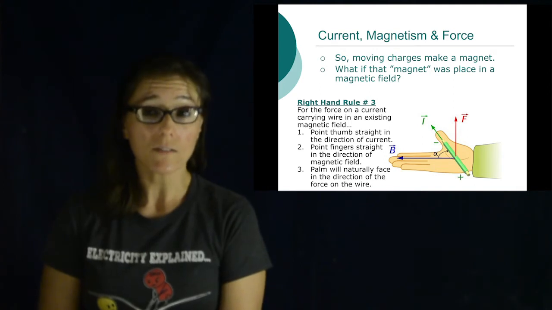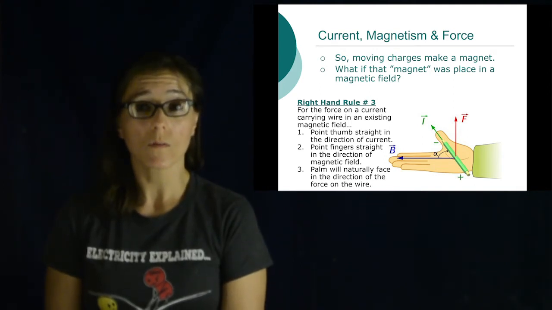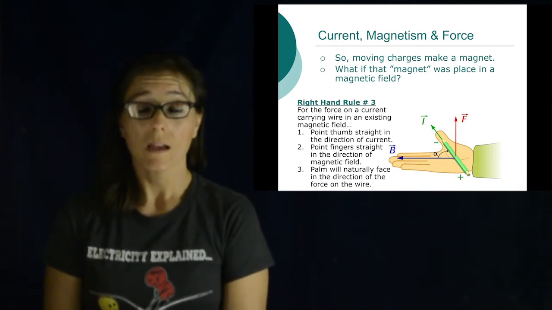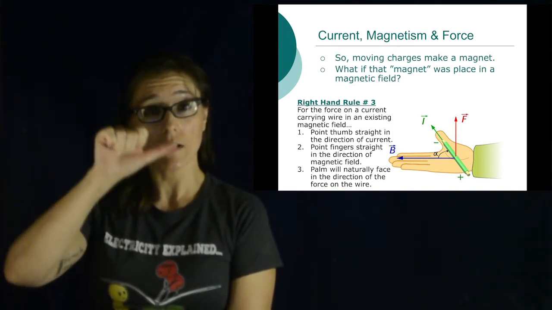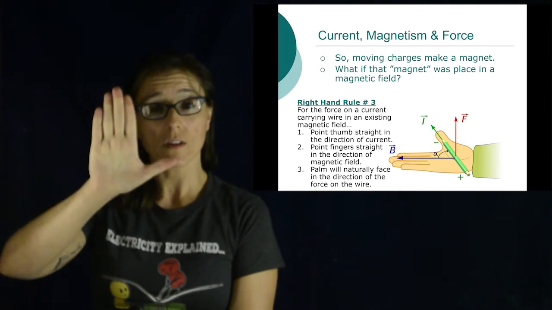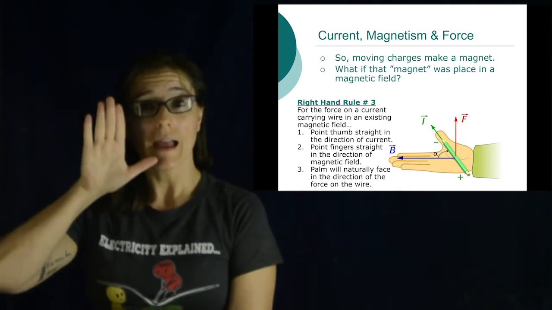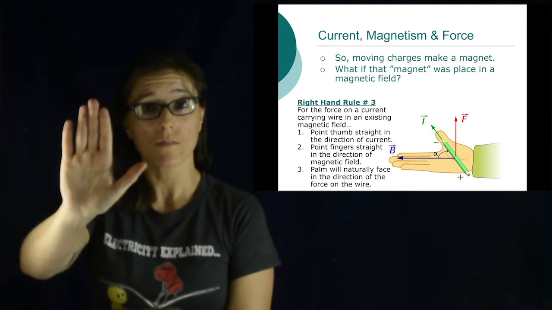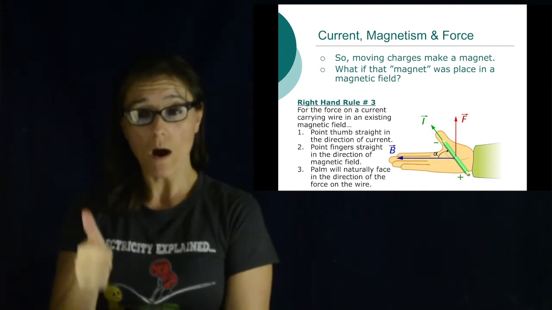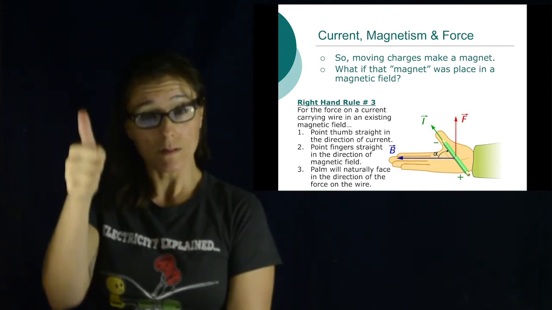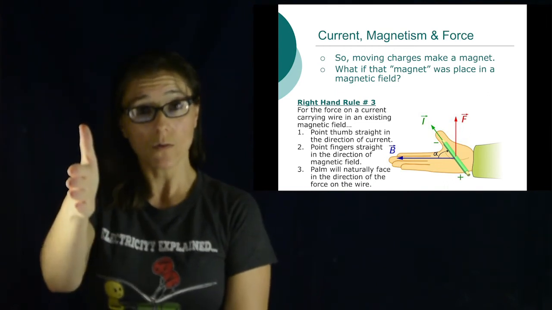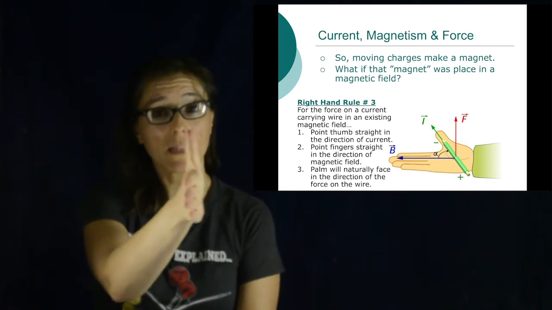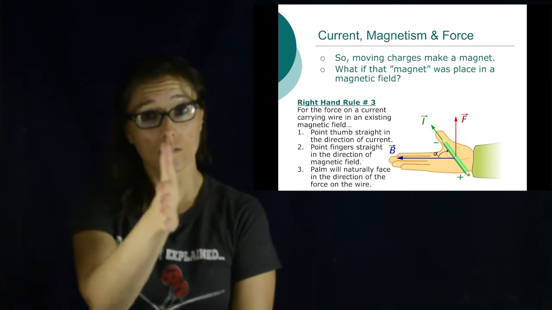To determine the direction of this magnetic force, we use what's known as the third right-hand rule. It's really very simple. You put your thumb in the direction of current and you flare your fingers out in the direction of the magnetic field, and your palm will point in the direction of the force. So if I have a wire that's going upward, that's got current moving up in a magnetic field, and a magnetic field that's coming towards you, I would be pushing that wire across the screen.